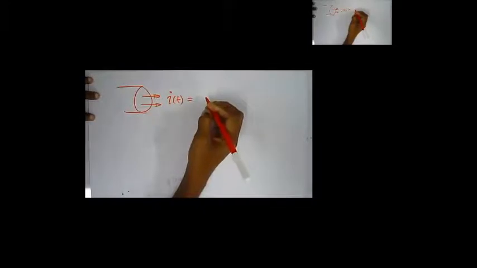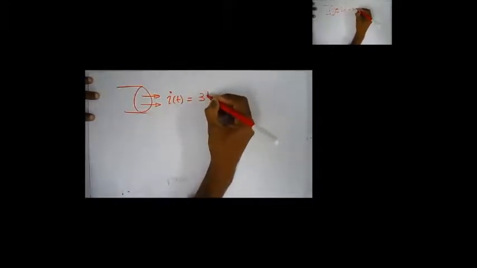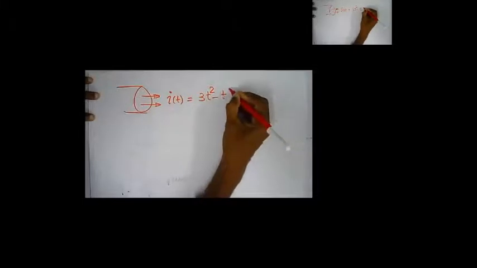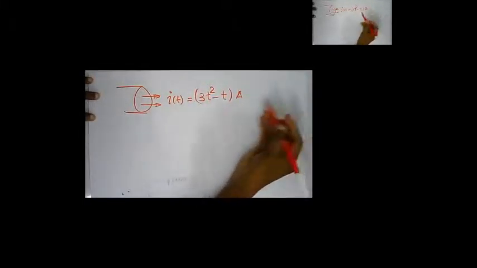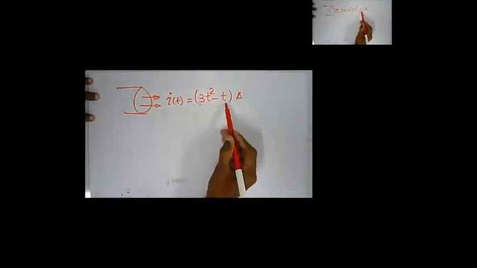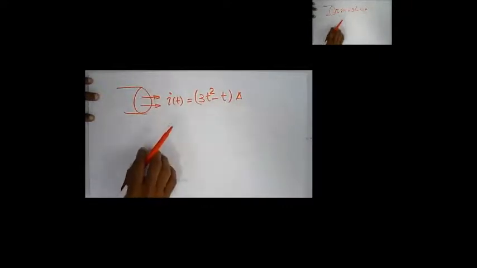Okay, I'll give you a practice question for you all. It might be an interesting one. Determine the total charge. I have the same cross section and a time varying current I of t, which is equal to 3t square minus t amperes.